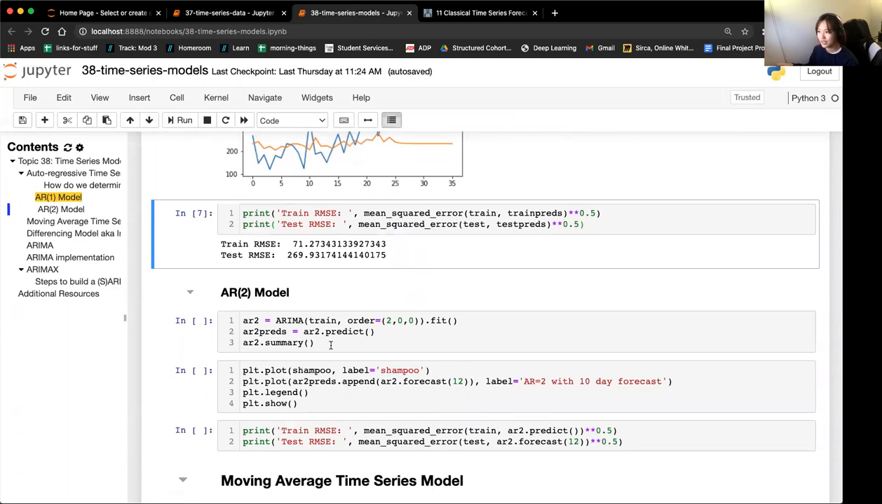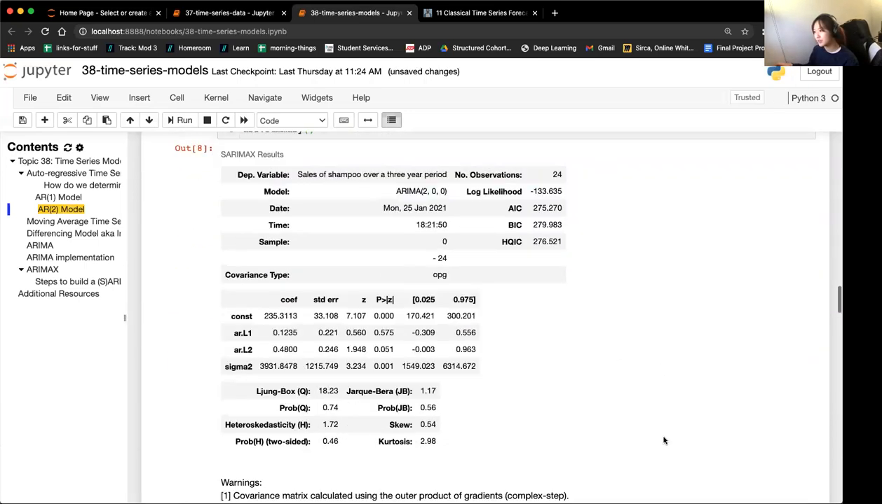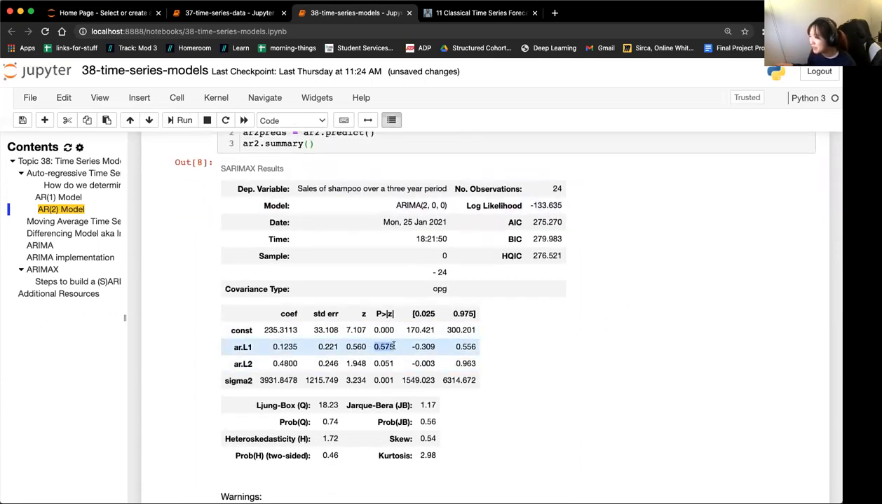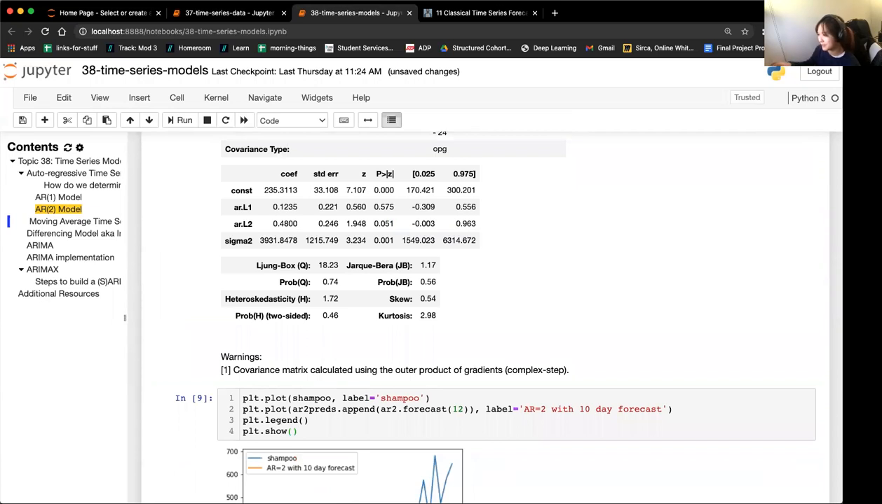So next we're going to run an AR2 model. Exactly the same syntax. Instead, we're just changing the AR term from 1 to 2. Do a quick summary. On the one hand, you can see that our p-value for the first one doesn't look super good. This one just goes above 0.05. But now we're using the prior 2 days' prices to predict today's price. So let's take a look at what the graph looks like.